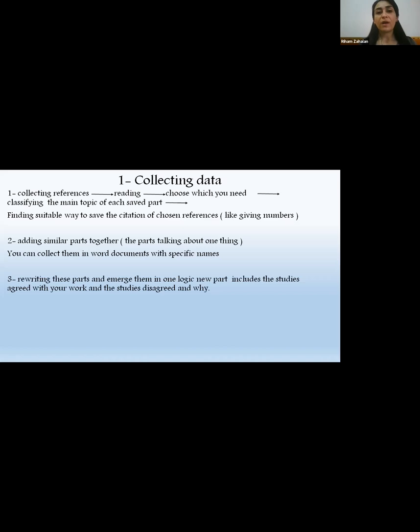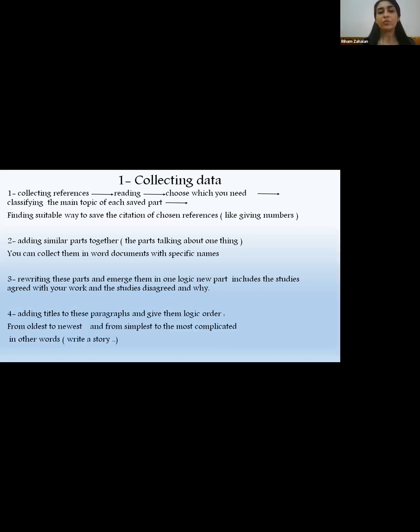After choosing them, say I choose 100 references closely related to my work. It's a huge number, so I need to classify them by the main topic of each reference. For example, if I'm doing research about soil characteristics, I have chemical ones and physical ones. So while I'm reading, I can change the title of a reference and make it, for example, number one, chemical characteristics. So when I want to come back to my references, it will be easier to search 15 to 20 references, not 100.